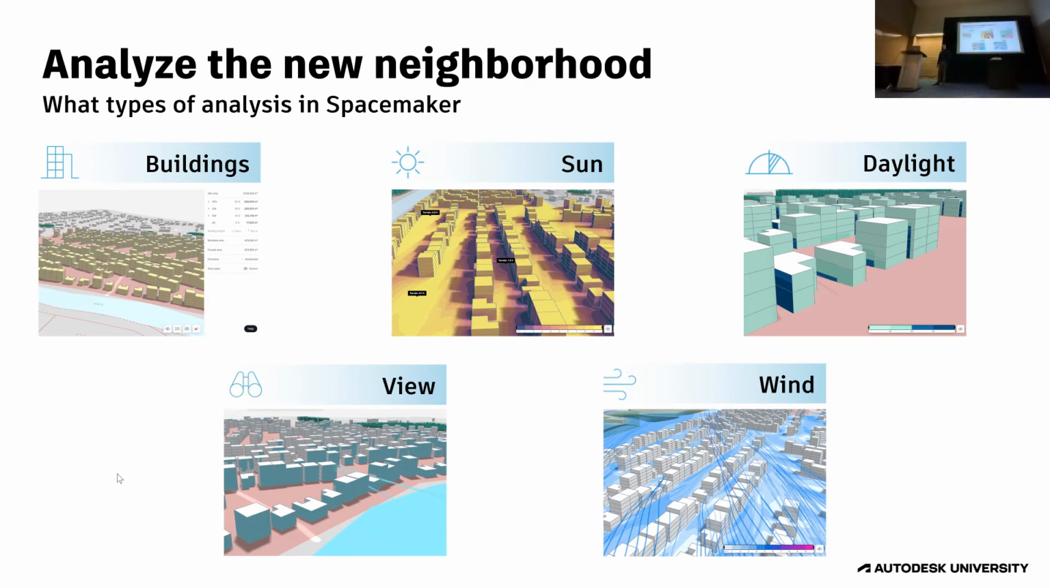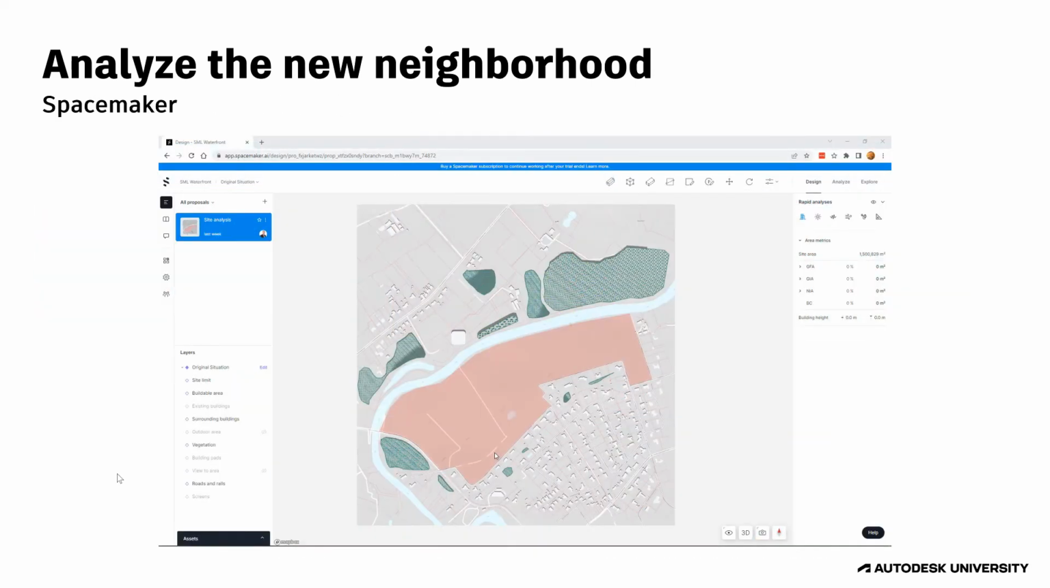So what are we going to analyze in Spacemaker? Not all of it. There are hundreds of design analysis possibilities in there. So we are just going to focus on these five things: what is the buildable area we have? How does it look concerning sunlight and daylight? What view to the specific river area do we have for each building? And do we have any wind problems maybe in the newly generated neighborhood?